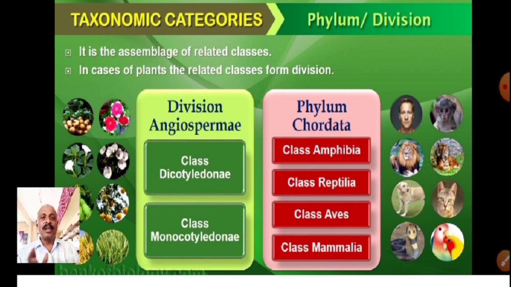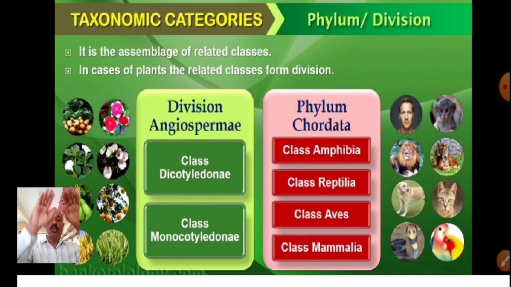If we are classifying plants, in taxonomy we take the angiosperms division. If we are classifying animals, we are going to take that phylum. You know what is meant by angiospermy?